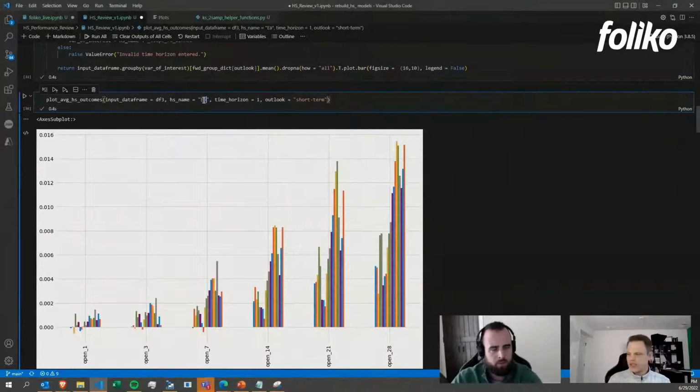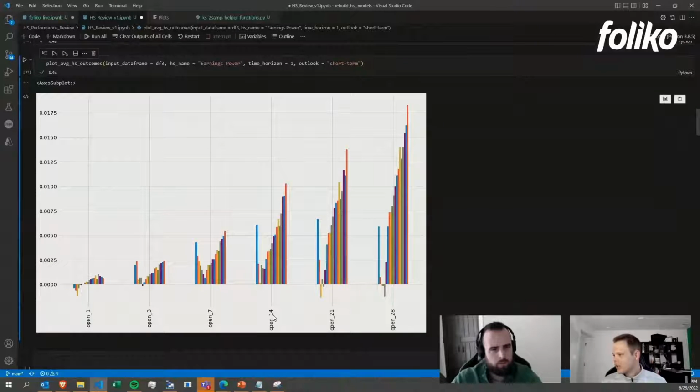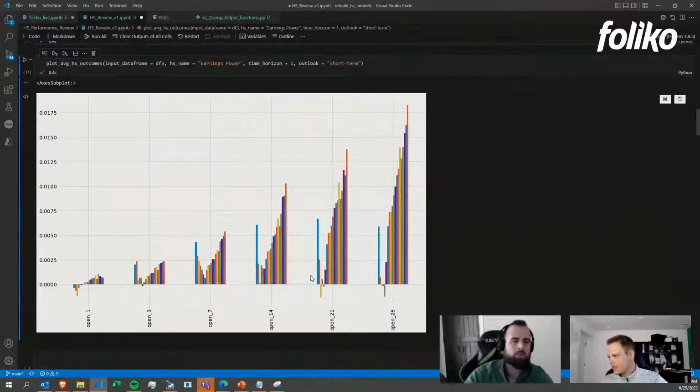Then you have something like earnings power. Earnings power is interesting. Again, we're looking at that 14 to 28 day window as being really particularly powerful here, right? Again, really, really negative, like the minus 0.9 to the minus 1. High volatility in that bucket.